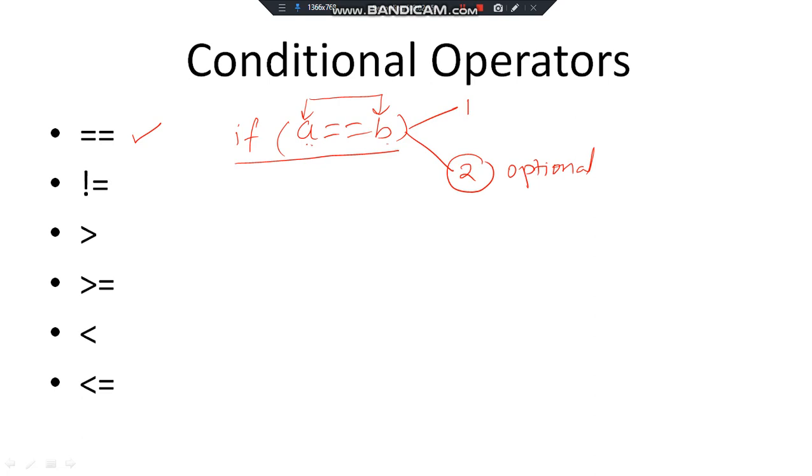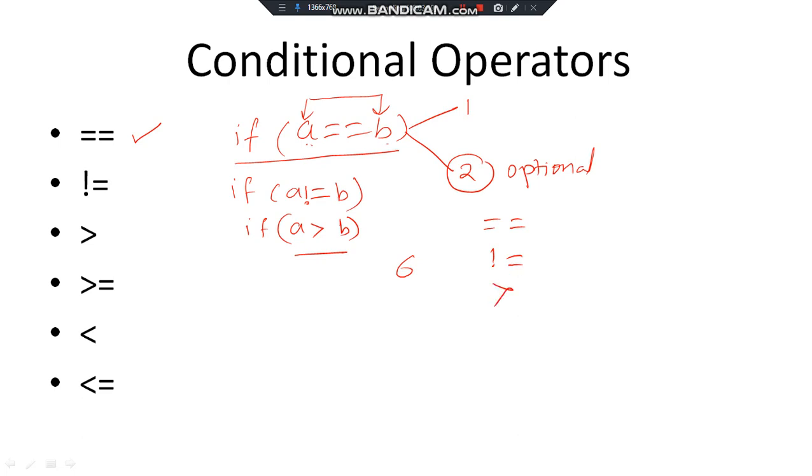Similarly for not equal to, if you want to check whether two numbers are not equal, in that case you are going to use this operator, A is not equal to B. Another is greater than, so A is greater than B. So these are all the conditional operators. There are 6 conditional operators. Equal to is used for comparing whether two are equal or not. Not equal to is for checking whether they are not equal.